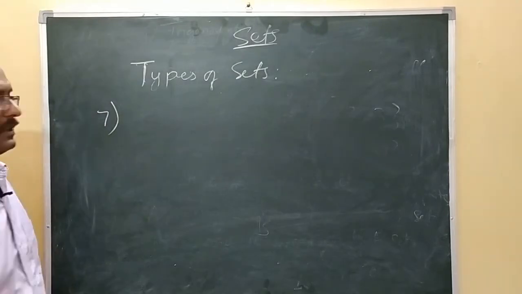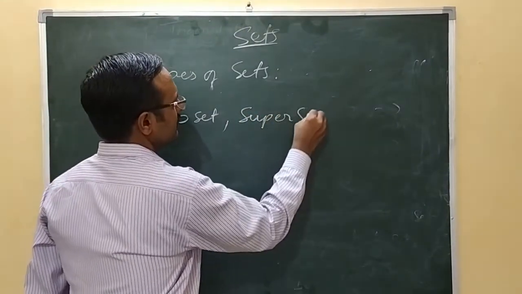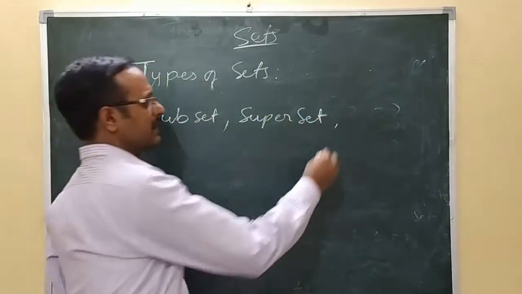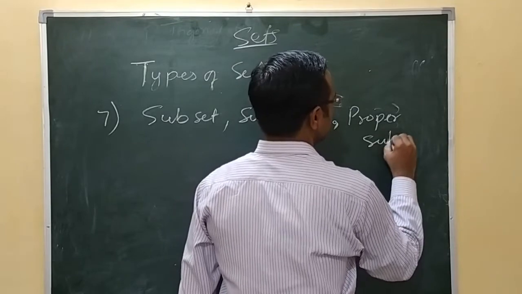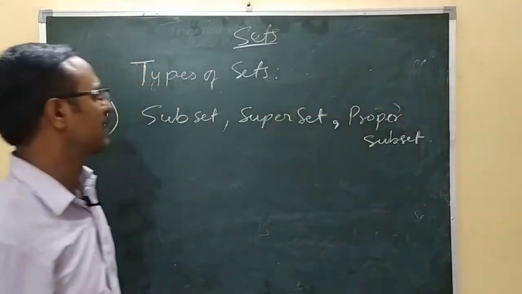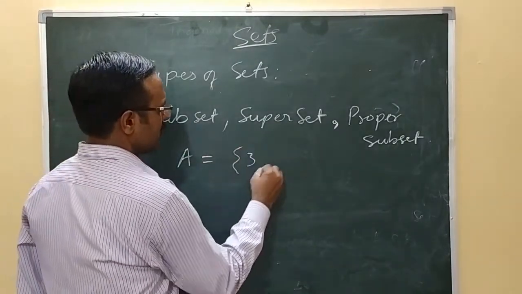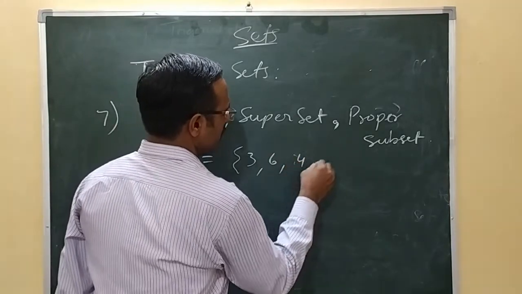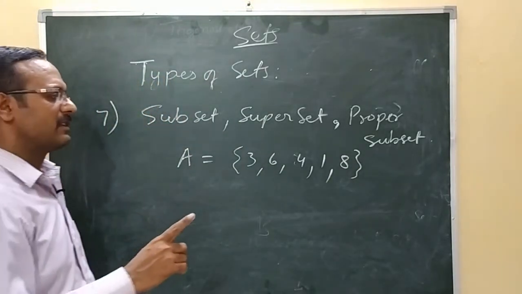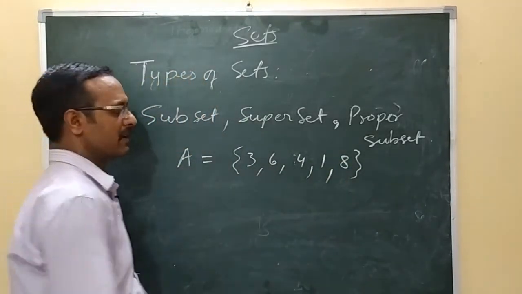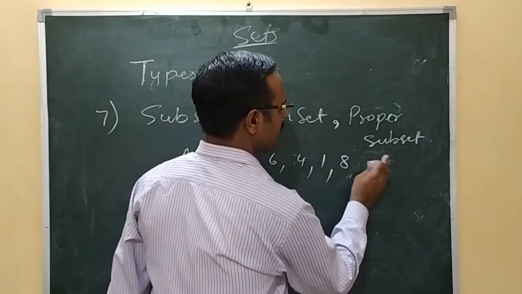Now coming to the next concept, that is subset, superset and proper subset. Okay, what is subset? Suppose we are having one set, that is A = {3, 6, 4, 1, 8}. Remember, the set will not repeat its elements. We cannot write the 6 two times. Only it will be written one time.